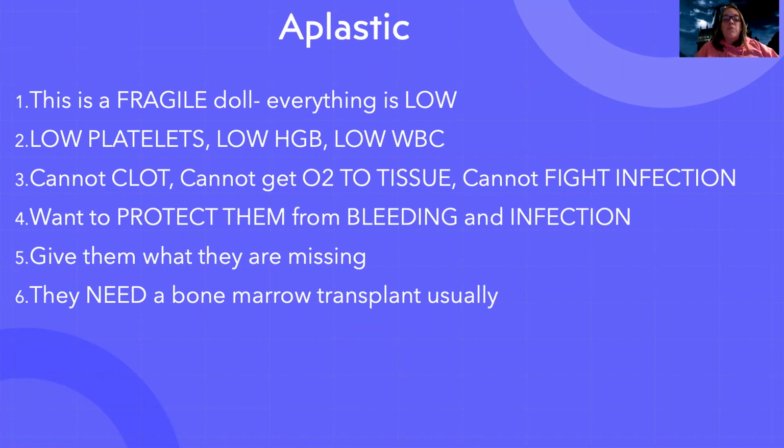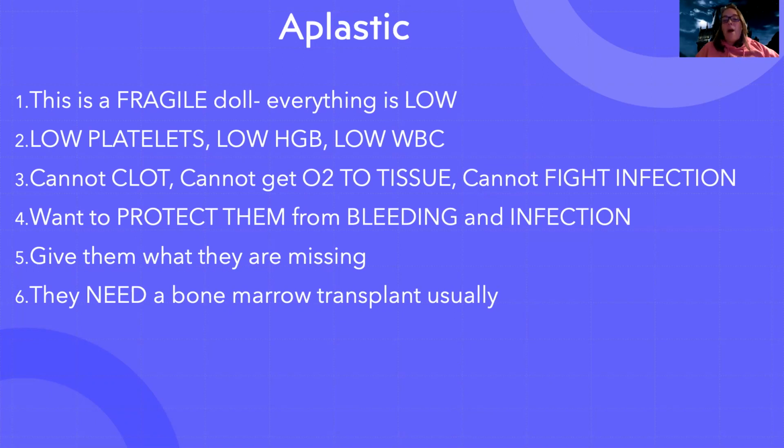I want to protect them from bleeding and infection because, again, they do not have the supplies they need to protect themselves. And I possibly may need to replace what they're missing. If they're really low on their hemoglobin or really low on their platelets, I might replace those. But at the end of the day, what this patient needs is a bone marrow transplant. And along the way, while they're waiting for that, because again, the problem is that they don't have a supply, there's something wrong with their bone marrow, so it's not making these cells the way it needs to. So along the way, they're a fragile doll.